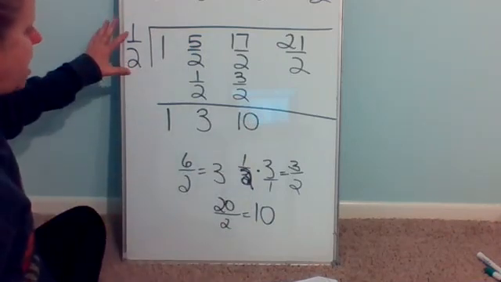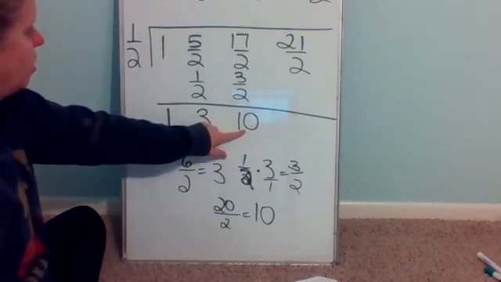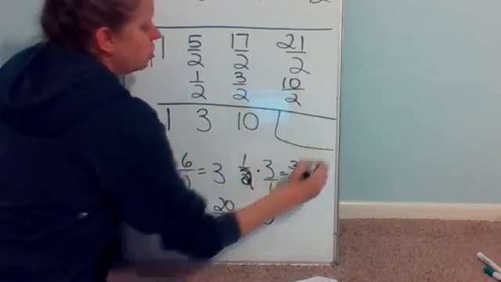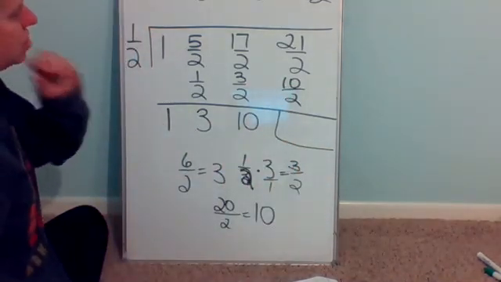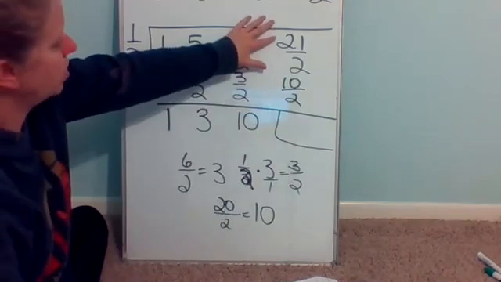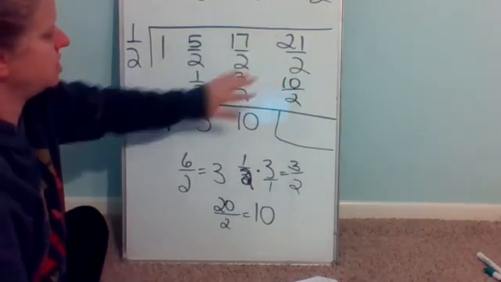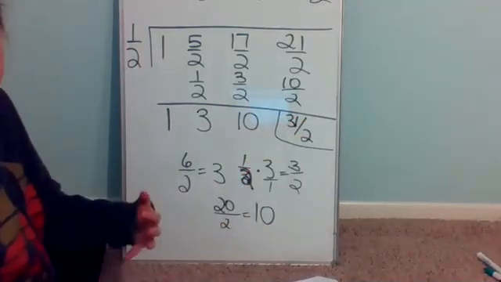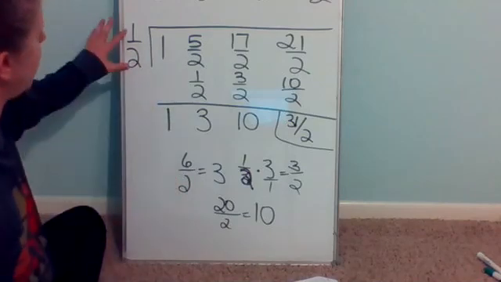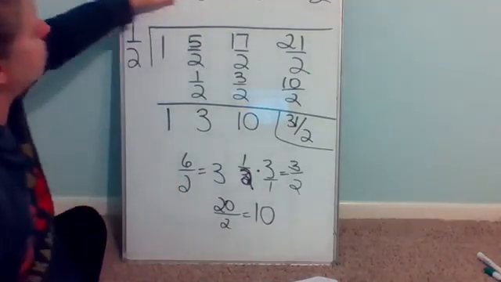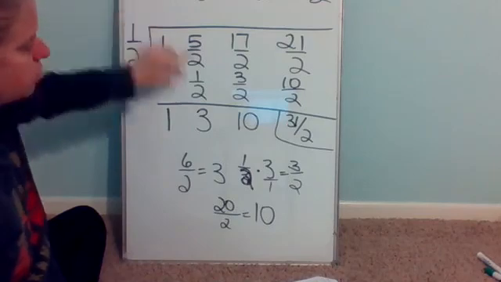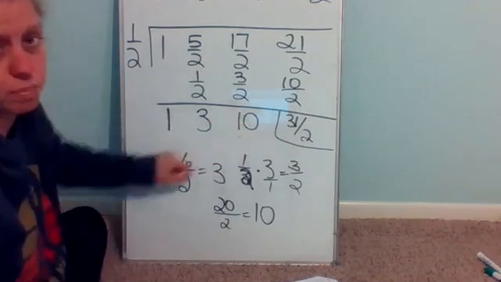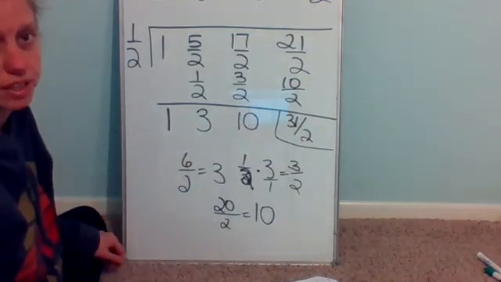So now I've got 1/2 times 10 over 1, which gives me 10 over 2. This number is going to be my remainder. So if I add this together, 21 over 2 plus 10 over 2 gives me 31 over 2. So this was a yes or no question, right? Is 1/2 a 0 of this function? The answer would be no, right? Because if it's a 0, this last number right here would be your 0. Okay?